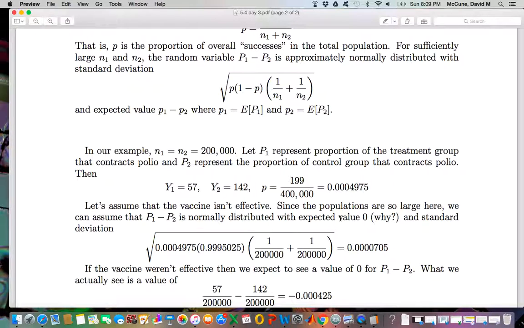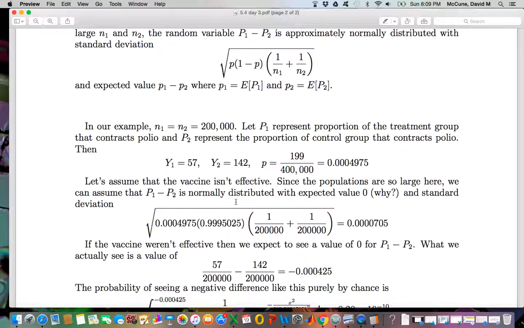Okay, well, what if the vaccine weren't effective? Since the populations are so large here, we can assume that P1 minus P2 is normally distributed with expected value 0. Okay, if the vaccine is not effective, then on average, P1 will equal P2, right? If the vaccine were basically a placebo or something, just a sugar pill or whatever, there shouldn't really be a difference between being treated and being in the control group. So if P1 equals P2 on average, then P1 minus P2 would have expected value 0. And the standard deviation is this guy, using this formula up here.